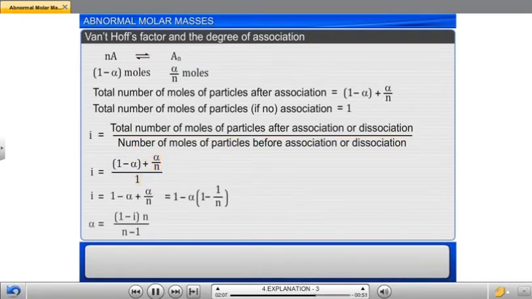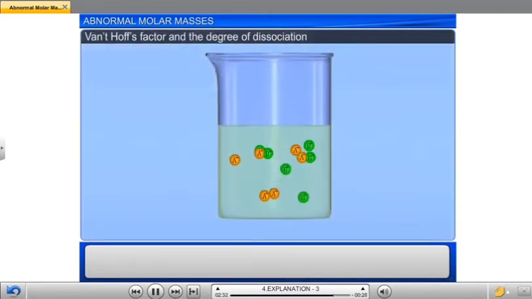On simplifying for alpha, we get alpha is equal to (1 minus i) multiplied by n divided by (n minus 1). Thus, if the value of n and Van 't Hoff factor i is known, then the degree of association, alpha, can be calculated. On the same lines, let us now derive a relation between Van 't Hoff's factor i and degree of dissociation, alpha.